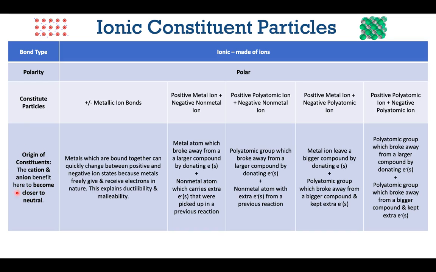So the reason that it occurs is because you have a cation and an anion, and they benefit by becoming closer so that they can be as close to neutral as possible. Okay? Positive and negative metallic ion bonds are metals which are bound together. They can quickly change between positive and negative ion states because metals freely give and receive electrons in nature. This explains ductility and malleability.